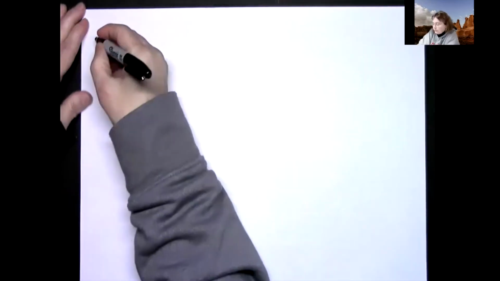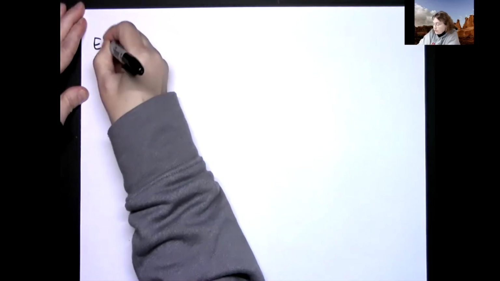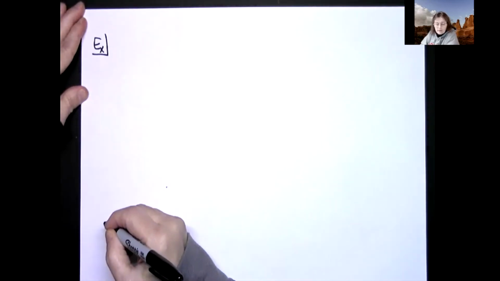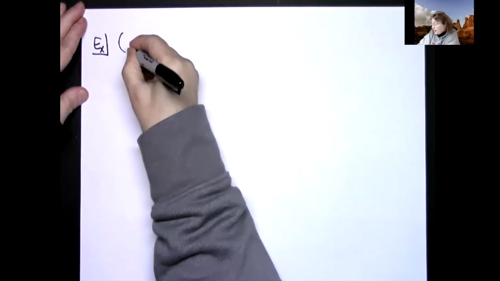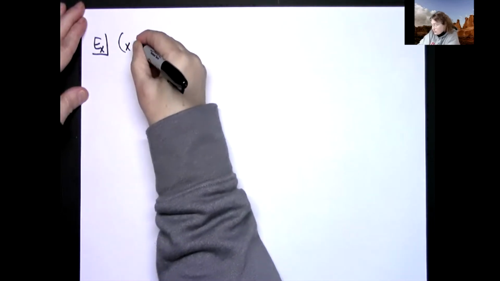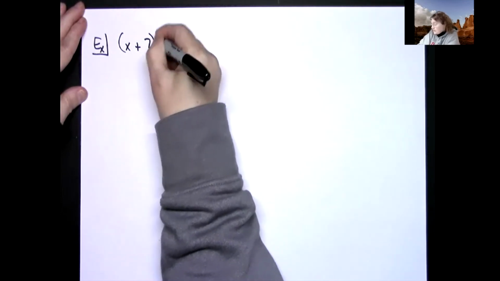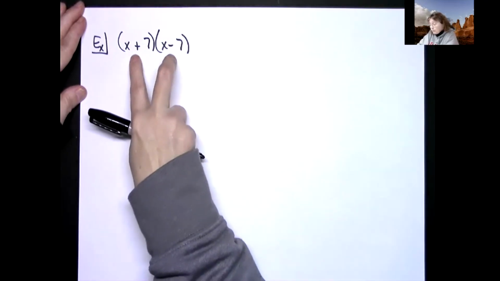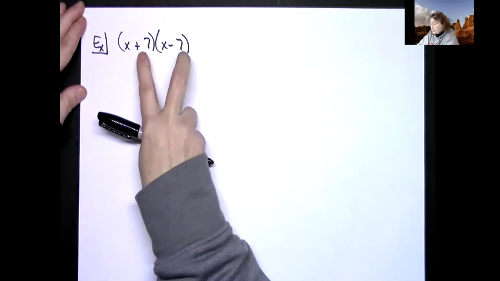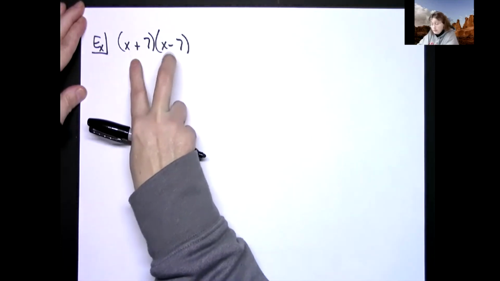It's really going to be helpful for you if you recognize multiplying binomials, one with a plus and one with a minus. In other words, let's do an easy one first, like x plus 7 and x minus 7. Same first terms, same second terms. I've got a plus and a minus.